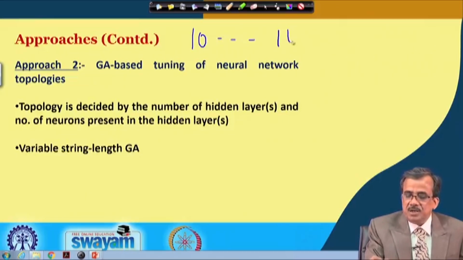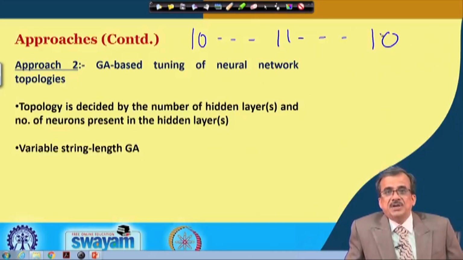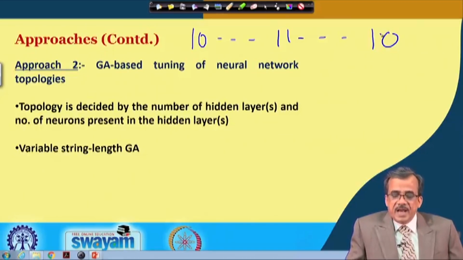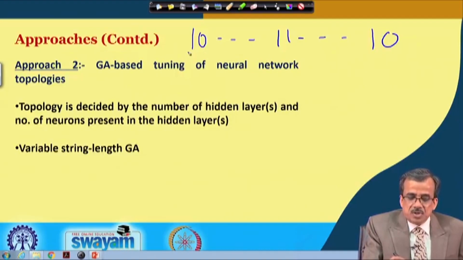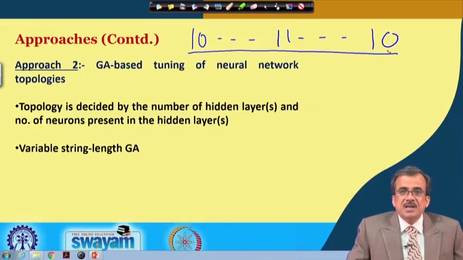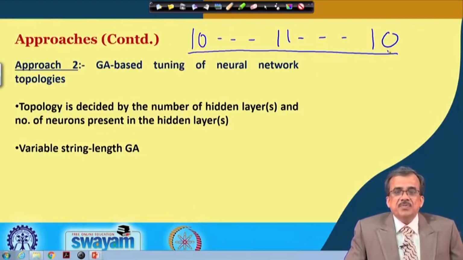If I use the binary coded GA, this is nothing but a particular GA string. It is also going to encode the information related to the number of hidden layers which we are going to use, and the number of neurons to be present in the layer. That means from one GA string to the next GA string, the number of hidden layers and the number of neurons in the hidden layer are going to vary. So, we are going to face a problem that is called the variable string length genetic algorithm.